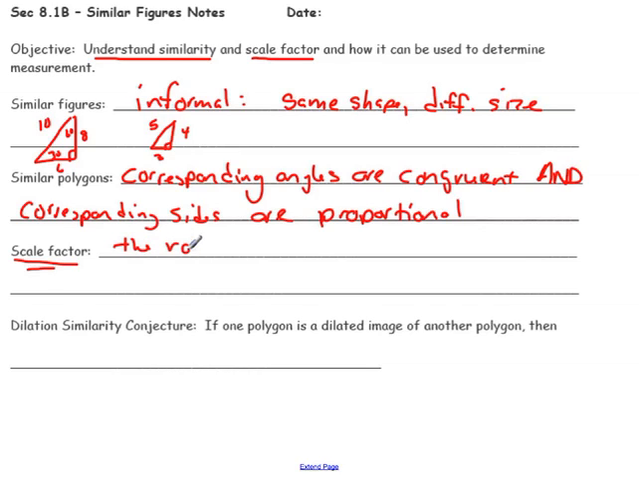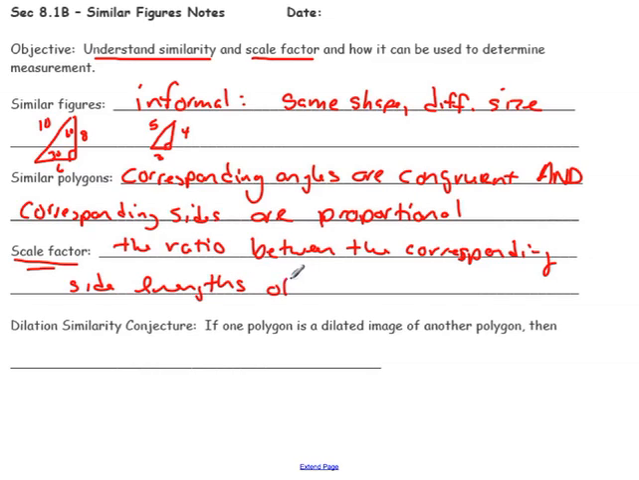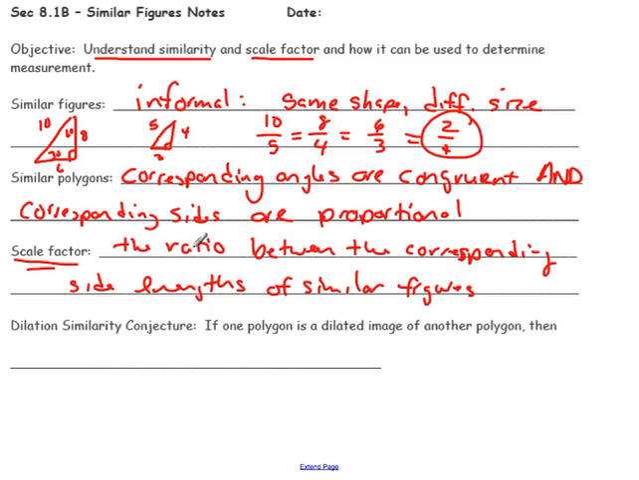It is the ratio between the corresponding side lengths of similar figures. So the idea here is that when I took this, I said this is going to be 10 divided by 5. That's going to be equal to 8 divided by 4. That's going to be equal to 6 divided by 3, which equals 2 over 1. This is the scale factor. The 2 over 1, it's that common ratio fully simplified between the corresponding side lengths.